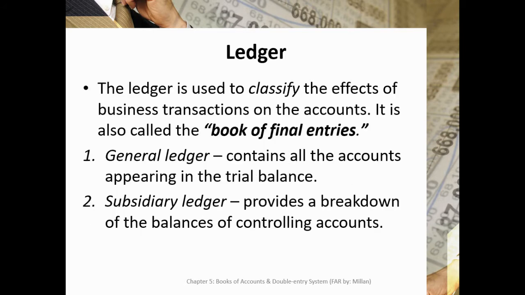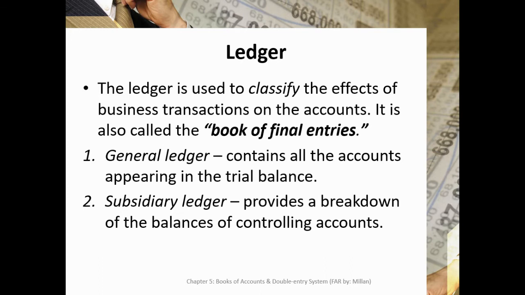So next is the ledger. So the ledger is a systematic compilation of a group of accounts. It is used to classify the effects of business transactions on the accounts. The ledger is also called the book of secondary entries or the book of final entries because it is used only after business transactions are first recorded in the journals. The process of recording in the general ledger is called posting. Kung kanina, journalizing, sa journal, pag sa ledger ay posting.